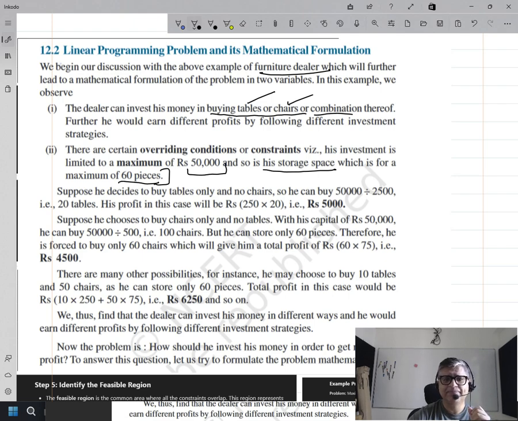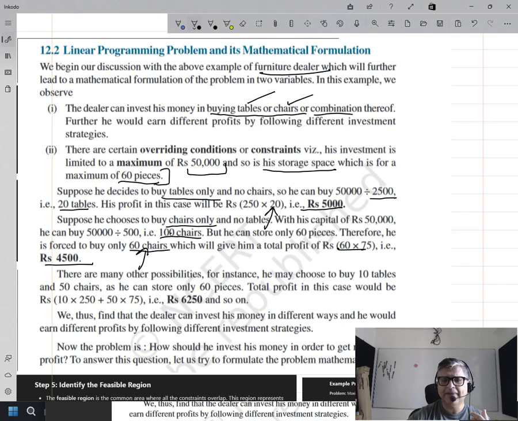So let's take an example. He buys all tables. Now each table is 2,500 rupees, so he will be able to buy only 20 tables, and say he earns 250 rupees on a table. So total profit is 5,000. Now he buys only chairs. He will be able to buy 100 chairs, but 100 chairs is not allowed because you have only space of 60 pieces. So maximum he will be able to buy 60, not 100. So the profit will be 4,500.